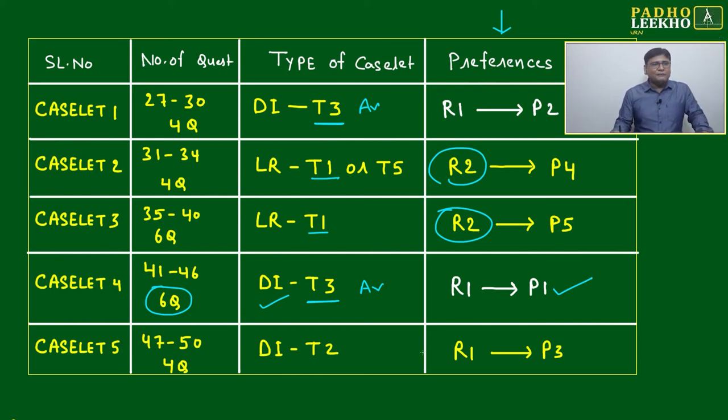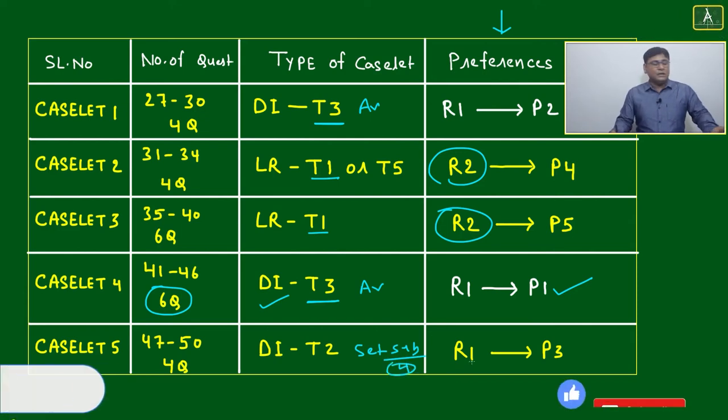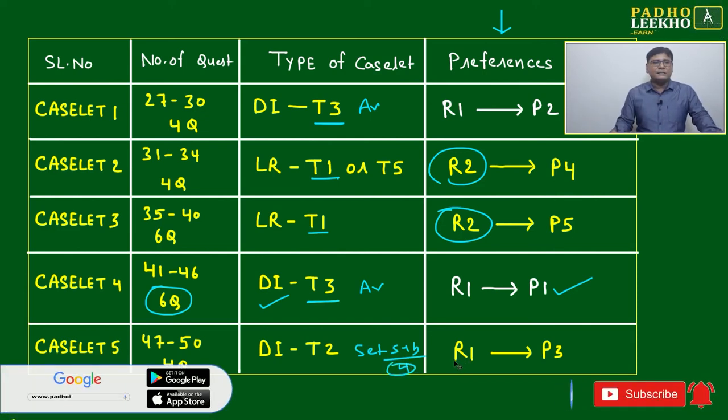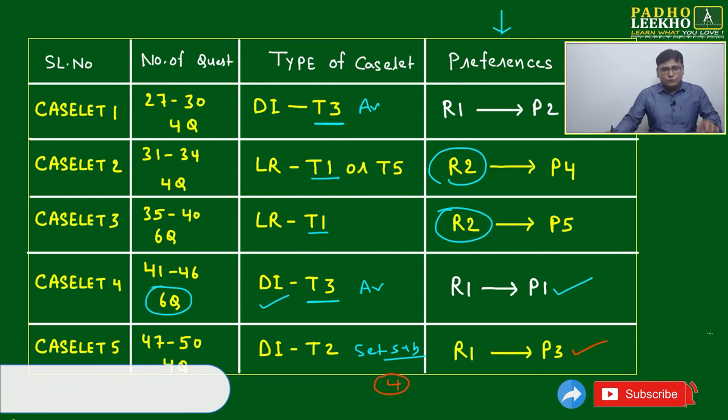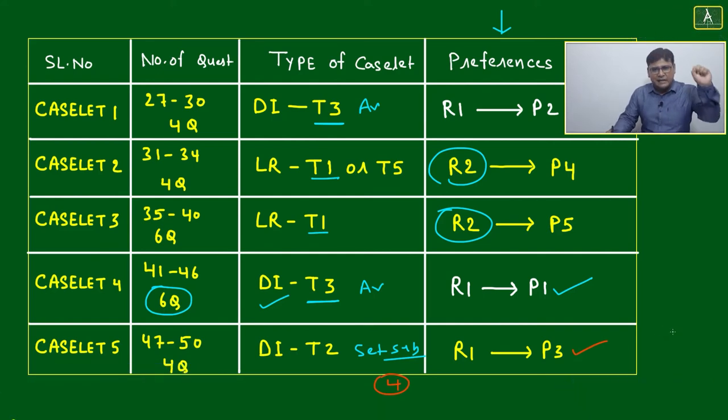And third priority will be caselet number 5. This is based on set and subset, but it is based on 4 variables. Once you scan the questions, you will understand it is based on 4 variables. Due to that, we will keep it at priority 3. Because based on 4 variables, it is 100% you will make it correct. There is no doubt itself.